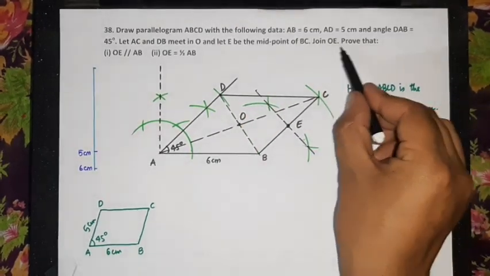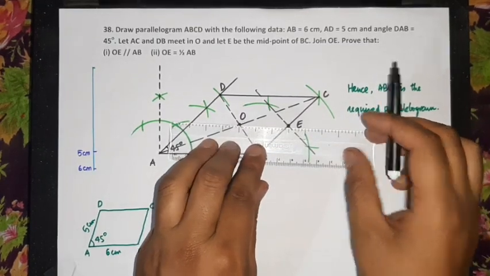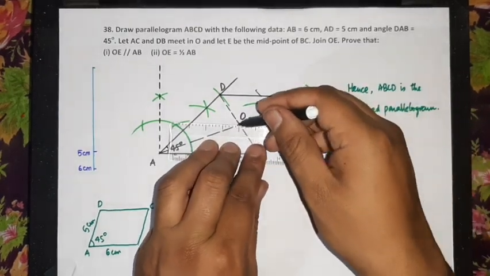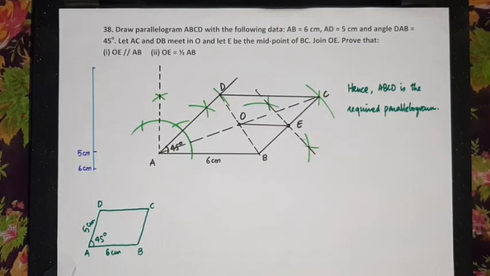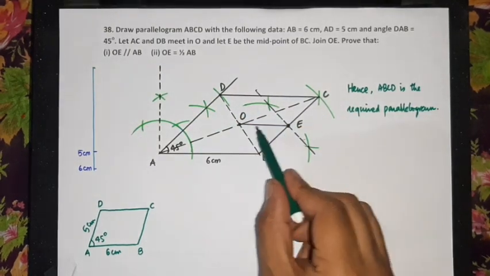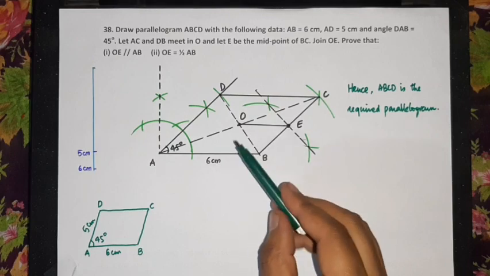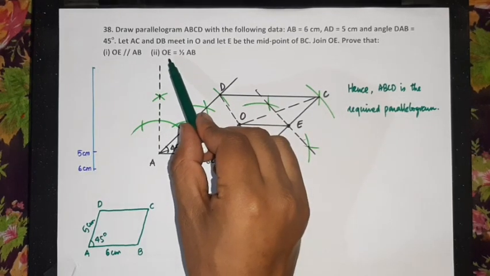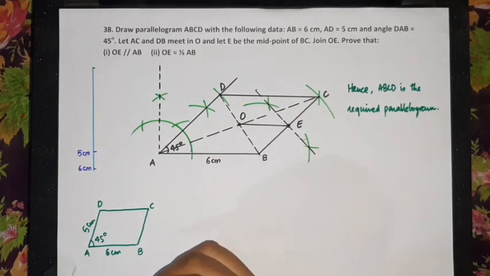Join OE. So I have joined OE here. Now the question says, prove that OE is parallel to AB. So OE and AB are parallel to each other. That's what we need to show. Number two is, OE is equal to half of AB. So that's what we need to prove.